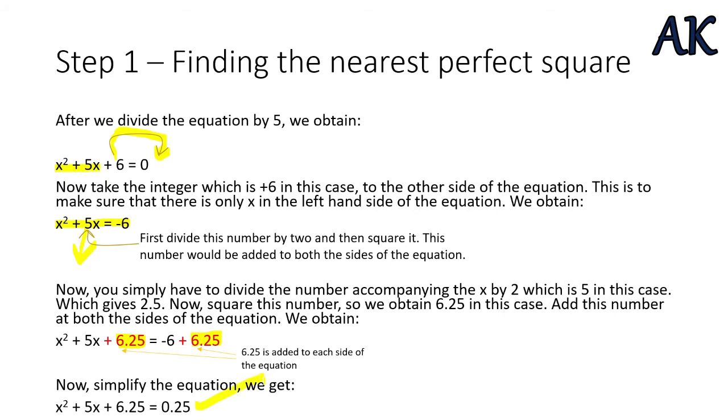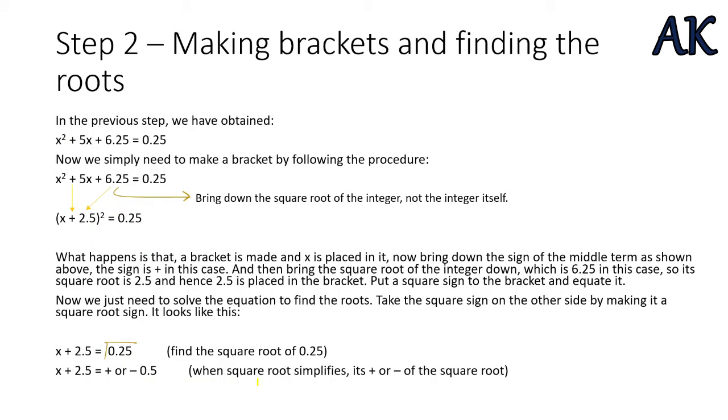Step 2, making brackets and finding the roots. Now we simply need to make a bracket by following the procedure using the equation we have obtained. A bracket is made and x is placed in it. Now bring down the sign of the middle term as shown above. The sign is plus in this case. And then bring the square root of the integer down. The integer is 6.25 in this case, so its square root is 2.5 and hence 2.5 is placed in the bracket. Put a square sign on the bracket and equate it.